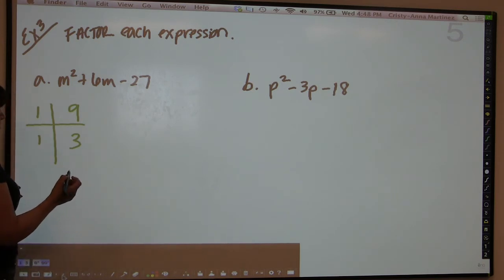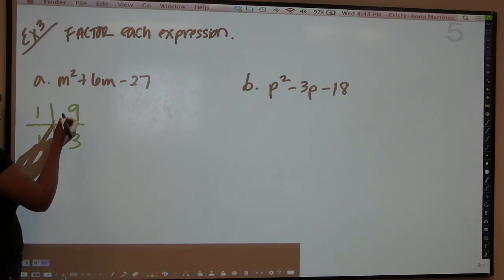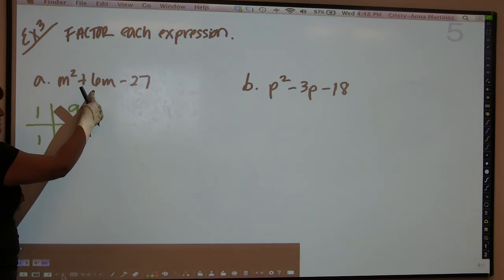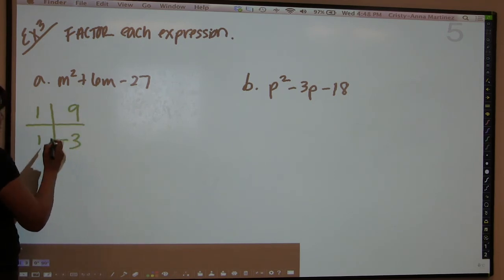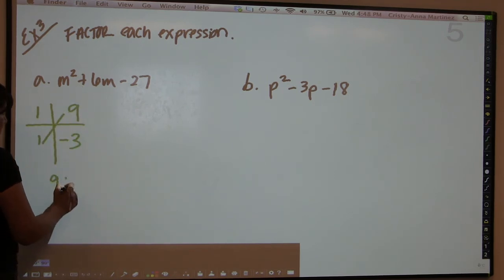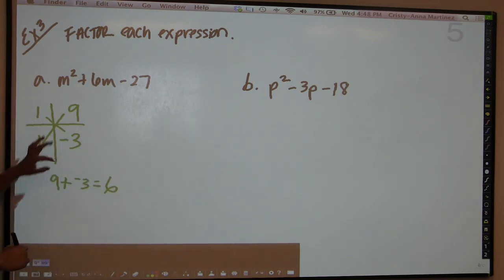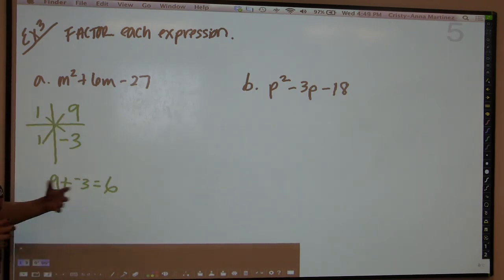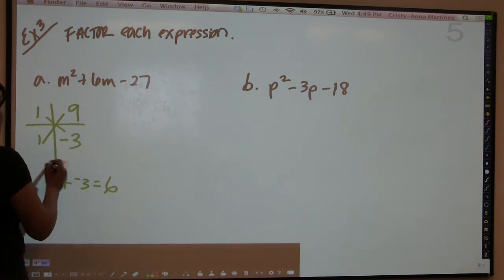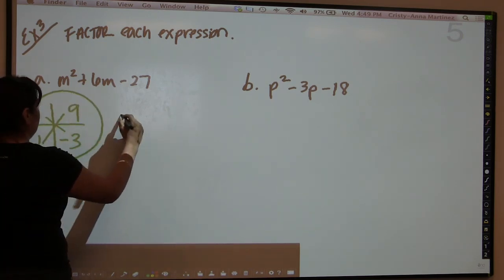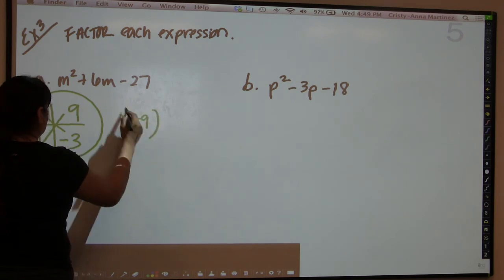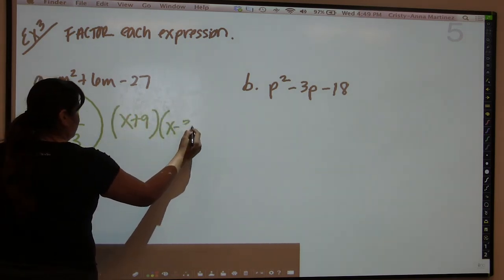So the question becomes, do I make the 3 negative or the 9 negative? But you want a positive 6, so the smaller number should be negative. So that when I go 9, and I add negative 3, I get positive 6. If I reverse it, I'll get negative 6, and you don't want to get a negative 6. So once I complete that, my answer will be x plus 9, x minus 3.